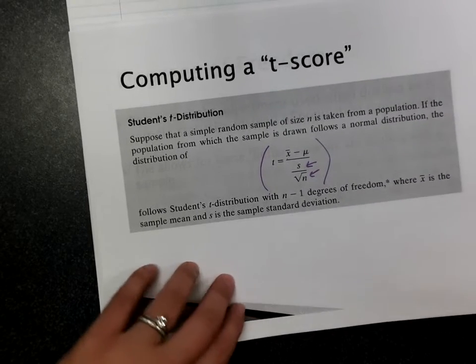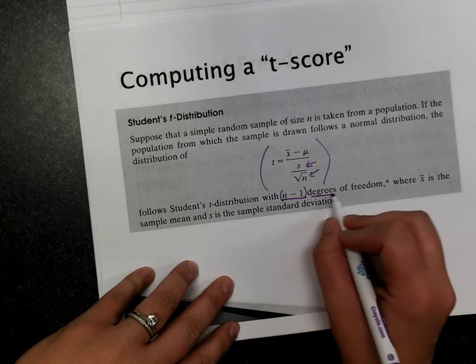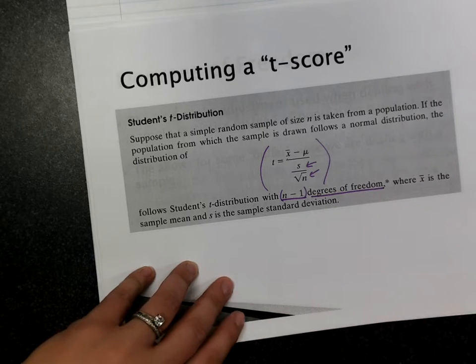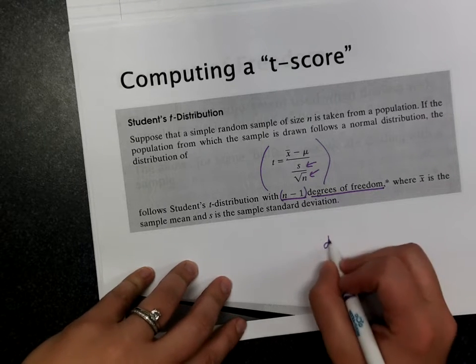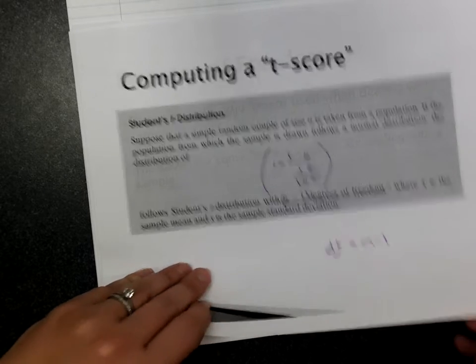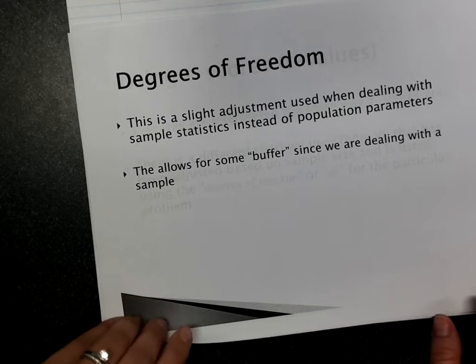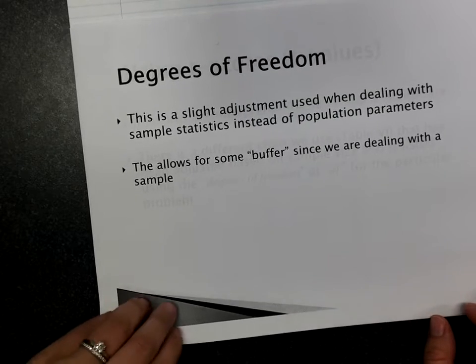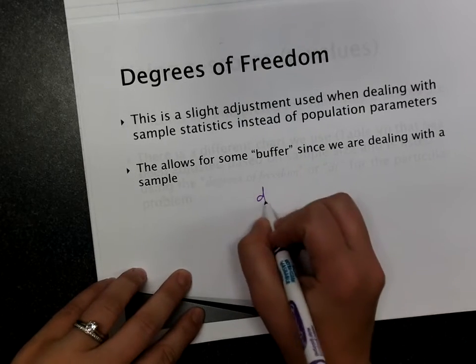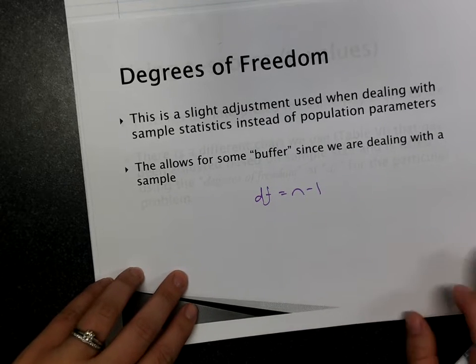The only thing we need to remember here is that n minus 1 is what we have for the degrees of freedom, which I know we've mentioned previously. Just remember that degrees of freedom, or df, is always 1 less than the sample size. So this is our slight adjustment when we're dealing with samples instead of parameters. So it allows for some buffer since we're dealing with this sample. So again, degrees of freedom is just n minus 1. We're going to need that to help us with the t-scores.